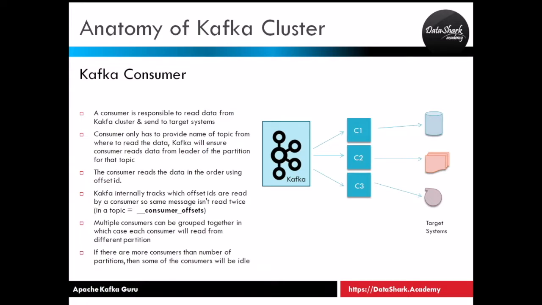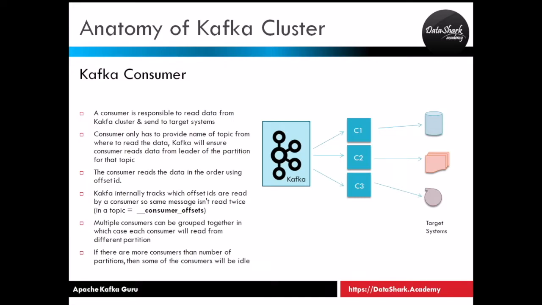We are talking about anatomy of Kafka clusters, and in this lecture, we'll talk about Kafka consumer. A consumer is responsible to read data from Kafka cluster and send it to the target systems. As you can see in this diagram, we have three consumers, C1, C2, and C3. They all are reading from Kafka cluster and sending the data to the target systems.